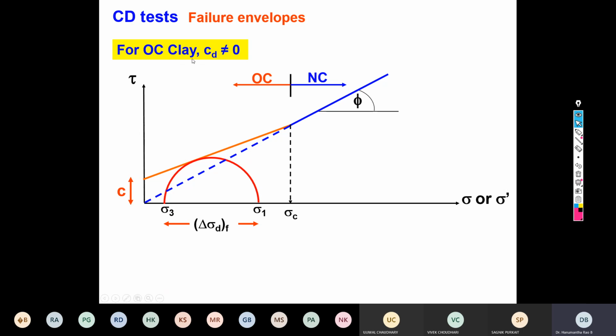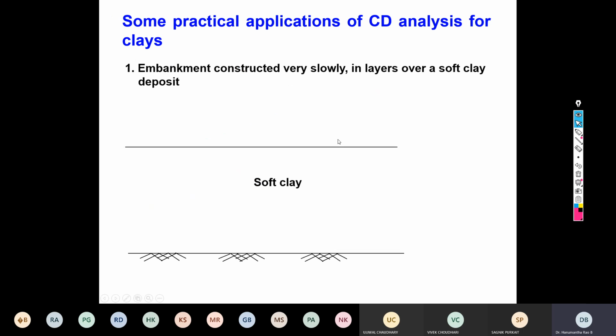Here, this is one important thing. For over consolidated soils, there is some amount of C that exists. Thus, C_D is not equal to 0. Here, D refers to drained condition. Drained or effective, both are the same. So this is the Mohr circle at failure condition, the failure envelopes. So these are some practical applications of the CD analysis.